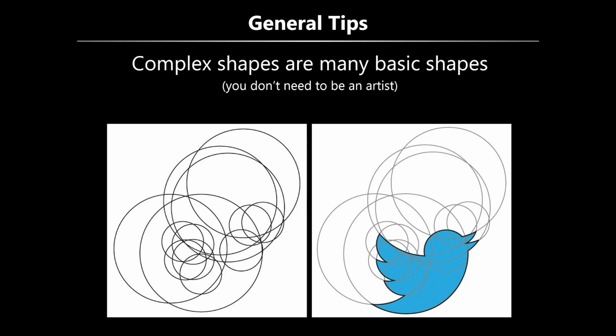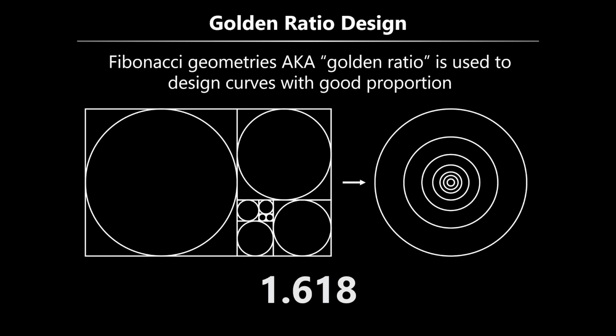So we'll also go through how do I make a more complex shape by combining, fusing, and trimming multiple basic shapes with something like the Pathfinder tool or the Shape Builder tool.